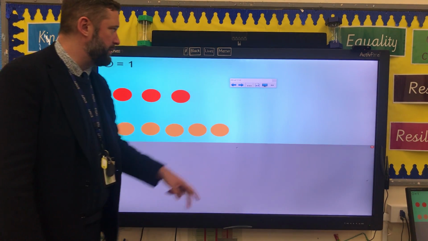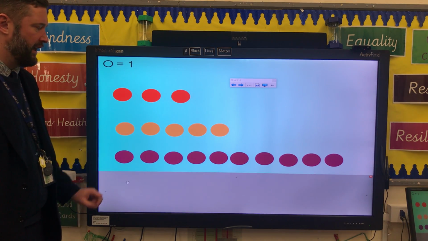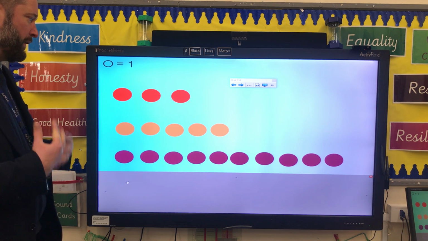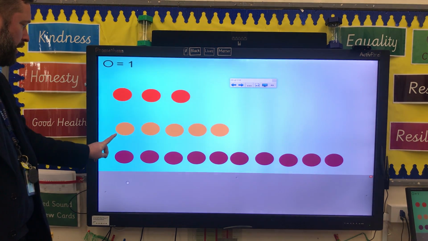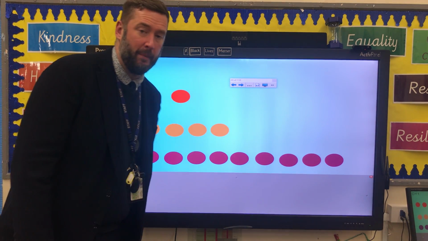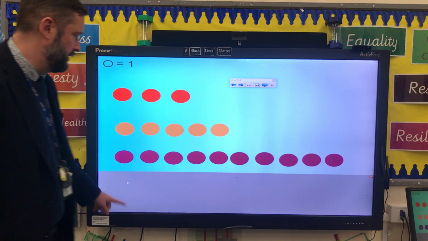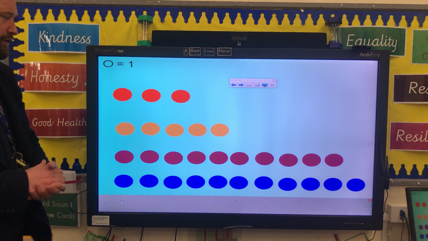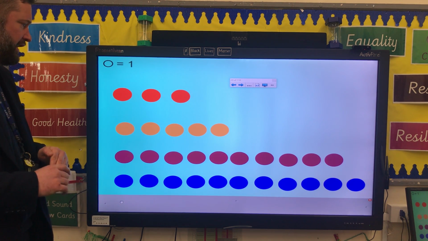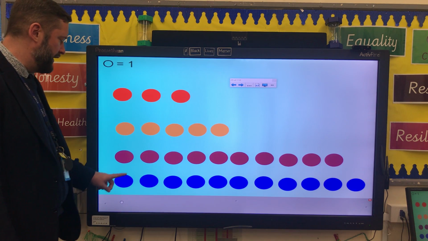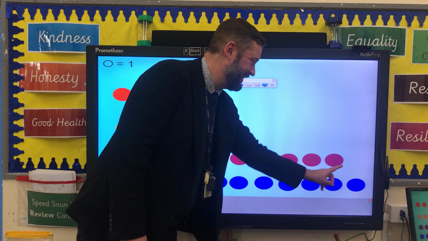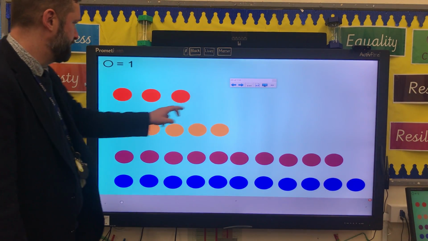Who's ready for the next group of circles? How many purple circles are there? There's a few more. We can't look and say, so let's count them. 1, 2... How many? 10. And the blue circles? Got to be more than 10, hasn't there? Because this was 10. But let's count anyway. 1... 11. There was just 1 more.